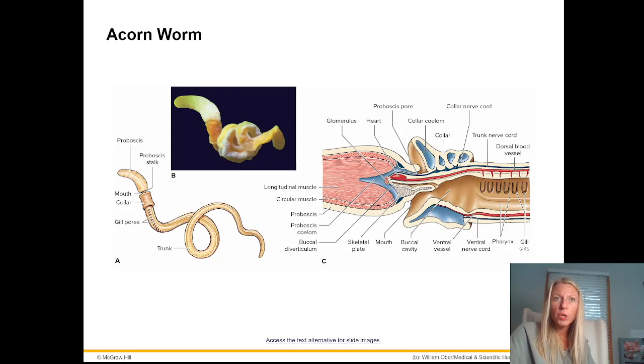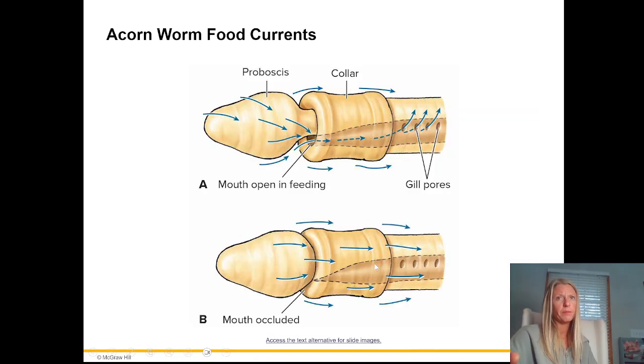Here is an acorn worm. We do still have a heart. We have a collar coelom, collar nerve cord, the trunk nerve cord, blood vessels, pharynx. So we're still pretty advanced, even though we don't look it. This is looking at the mouth open and closed in feeding.